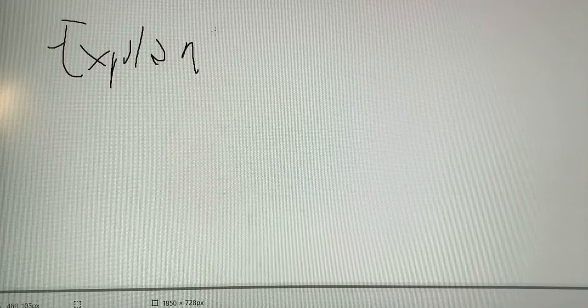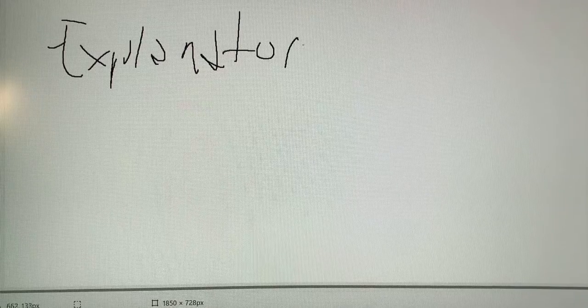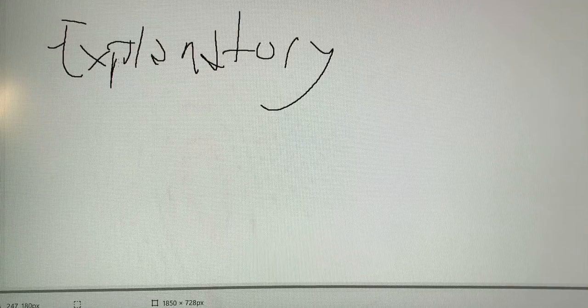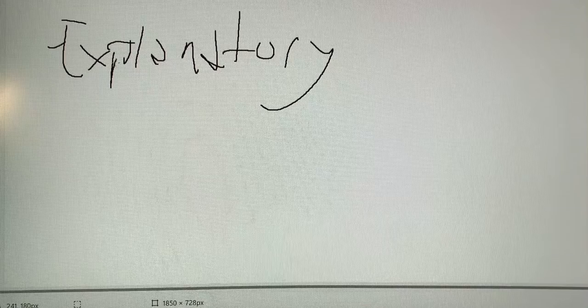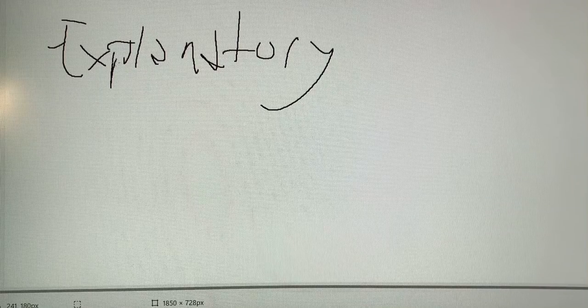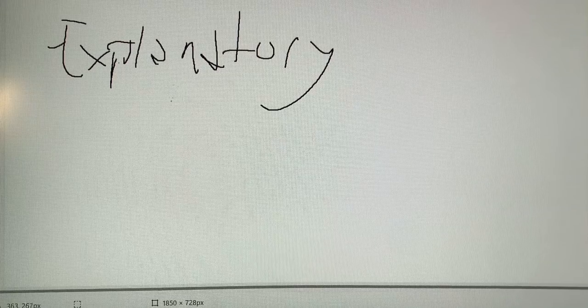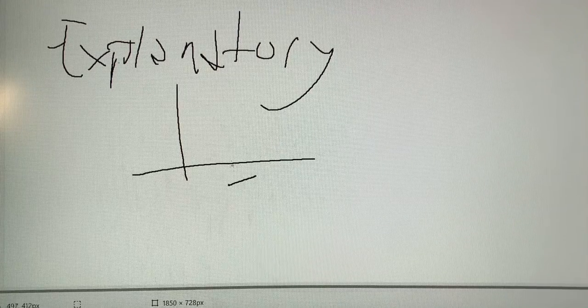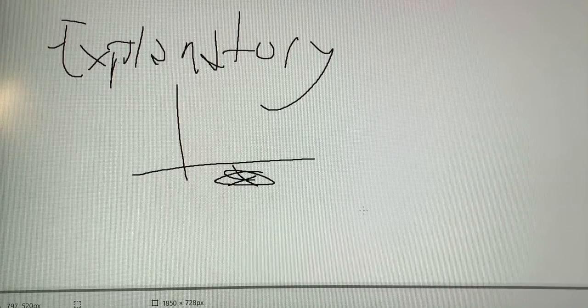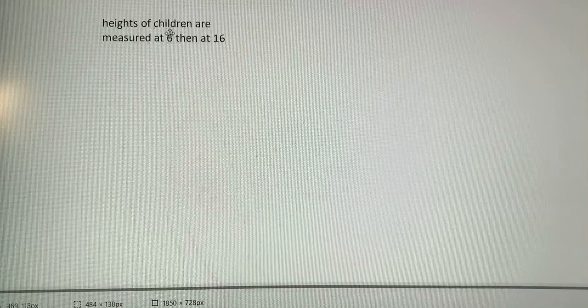Today we're going to be talking about describing a scatter plot, association, and correlation. Okay, starting off we need to understand the idea of explanatory and response variables. What an explanatory variable does is it attempts to explain the response variable, and it is always graphed on the horizontal x-axis.